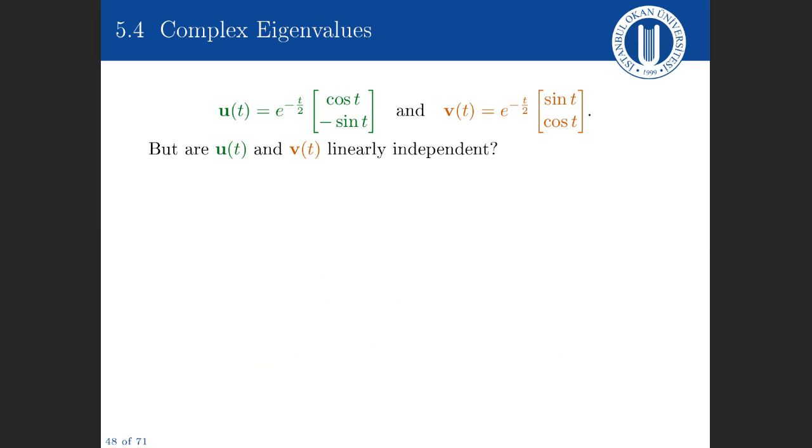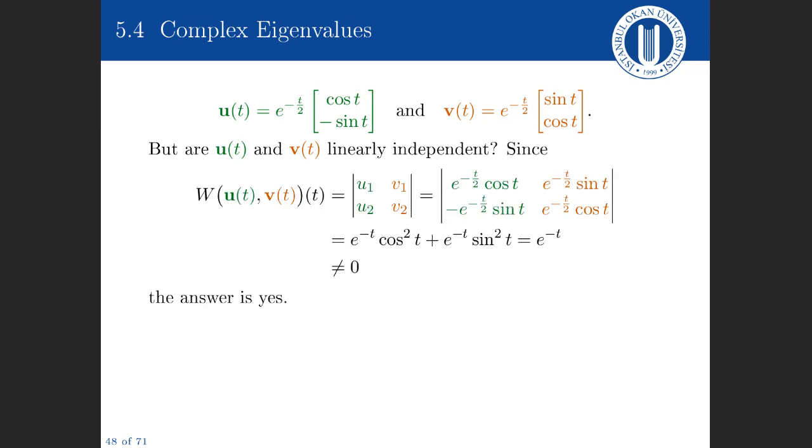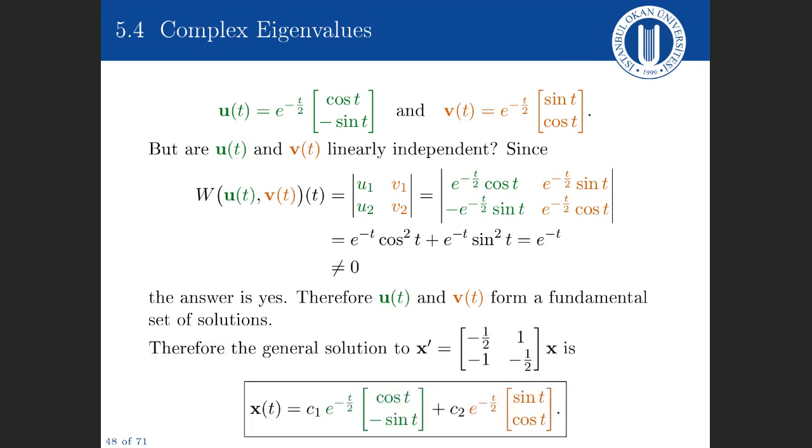I said that these functions should always be linearly independent. Is that true? Let's check it. To answer the question, are they linearly independent? We calculate the Wronskian, and we find that the Wronskian is not equal to zero. So the answer is yes. That means u and v form a fundamental set of solutions, and we can write down the general solution to the system of first order linear differential equations as a linear combination of u and v. The answer to this problem is c1, e to the power minus t over 2, cos t minus sine t, plus c2, e to the power minus t over 2, sine t cos t.